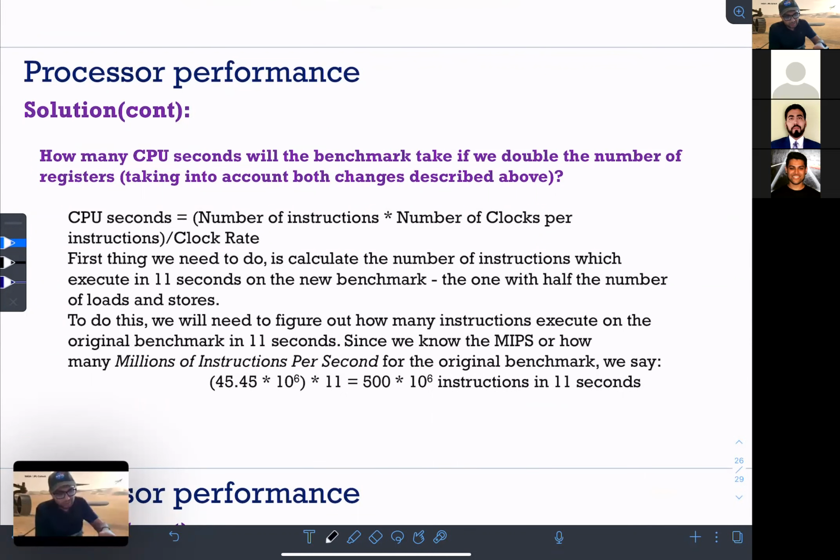So the first thing we need to do is calculate the number of instructions which is executed in 11 seconds. Somebody tell me why 11 seconds? Because in the beginning we said the CPU time was 11 seconds. Do you agree? Yeah, that was for the old benchmark. And we calculated the MIPS before, and it was 45.45 something, right? Yeah.